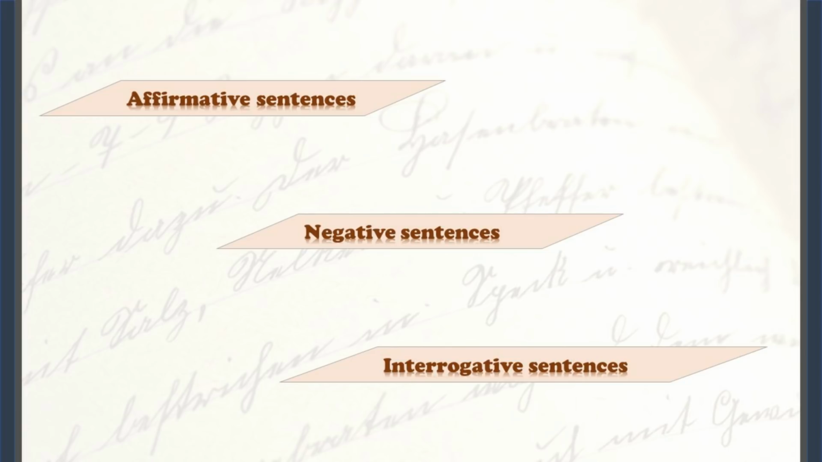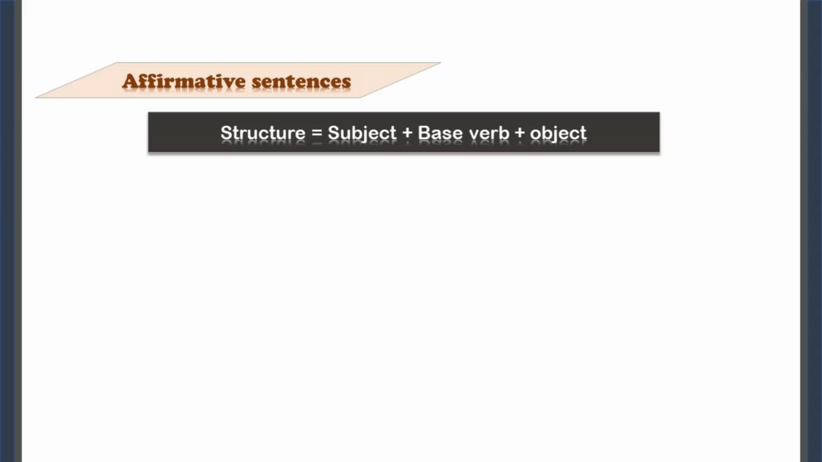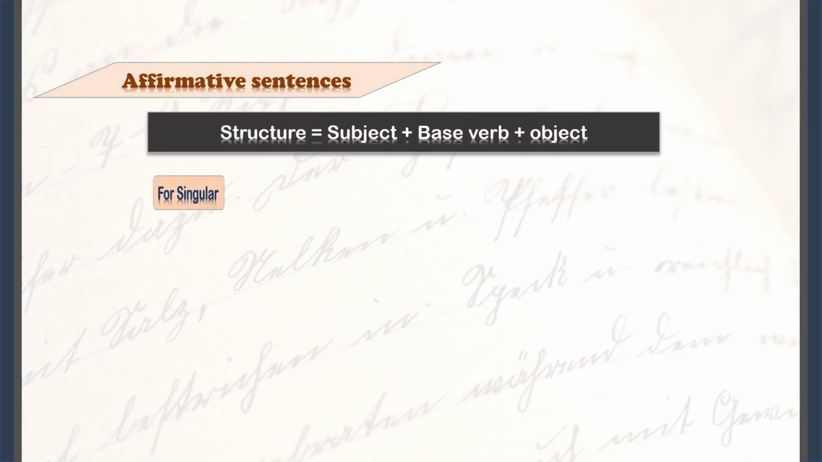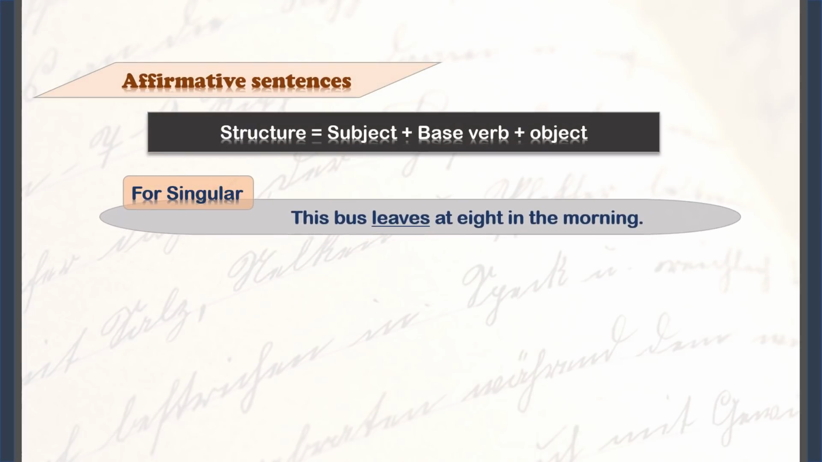Please note that every aspect has its types, namely affirmative, negative, and interrogative. And let us see how they make a difference to every sentence. Beginning with affirmative sentences. Affirmative sentences are the sentences which are positive in nature and hold validity. Let us look at its structure. Its structure comprises subject plus base verb plus object. Now let us look at the examples for better understanding.